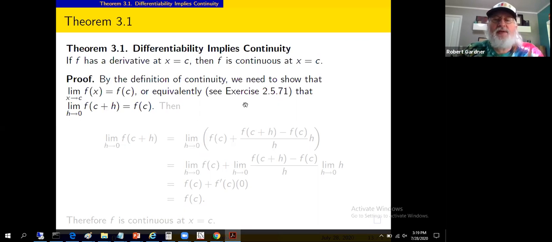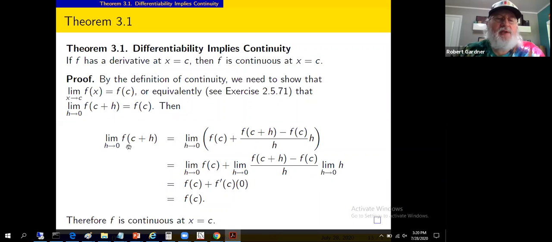We've mentioned this in the past when I think we did exercise 2.5.72 in the supplements. But at that point, we used exercise 71 that says, equivalent to showing this, we can show the limit as h approaches 0 of f of c plus h equals f of c. So if we can show that, according to exercise 2.5.71, that's equivalent to showing continuity. I like this because I've heard of this c plus h stuff before, or at least x plus h. All right, so let's take a limit as h approaches 0 of f of c plus h.